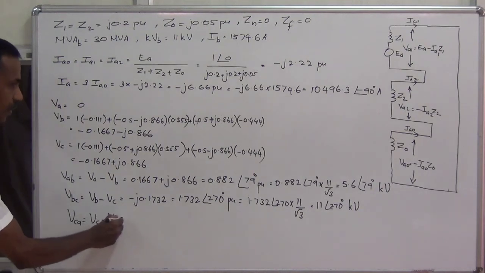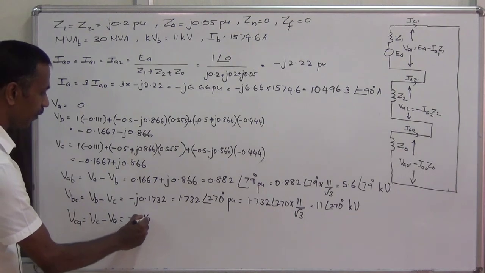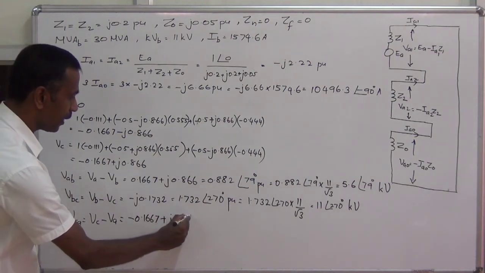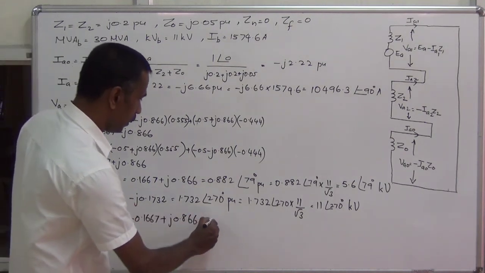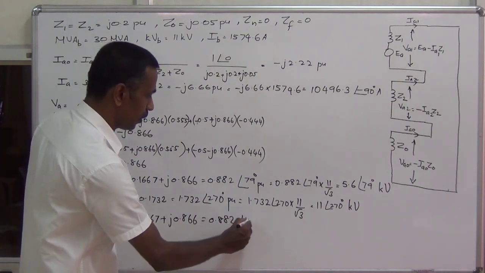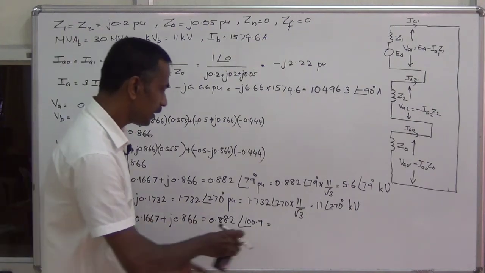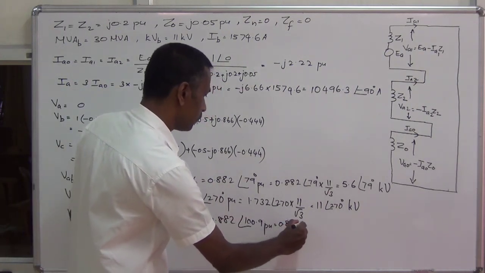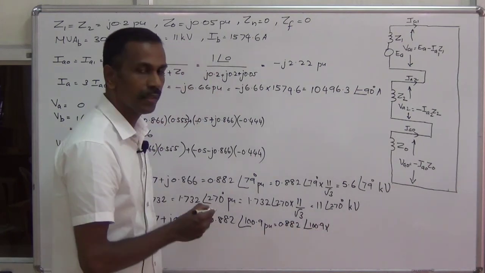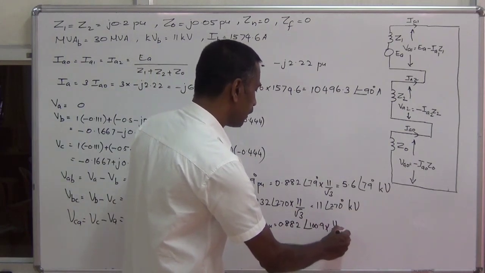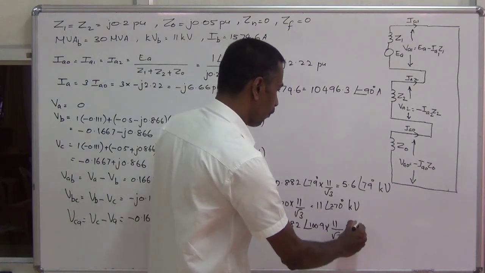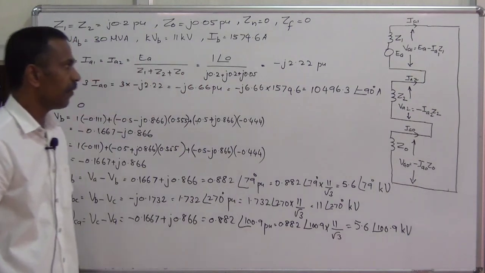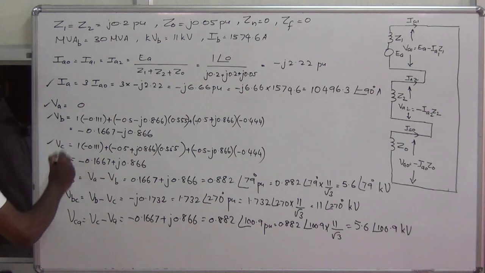Now let's find out VCA. It is VC minus VA and this is equal to minus 0.1667 plus j0.866, and this is equal to 0.882 angle 100.9. This is in per unit quantity. The actual voltage equals 0.882 angle 100.9 into the base phase voltage 11 by root 3, and this is equal to 5.6 angle 100.9 kilovolt. Now we have got the phase currents, phase voltages and the line voltages.